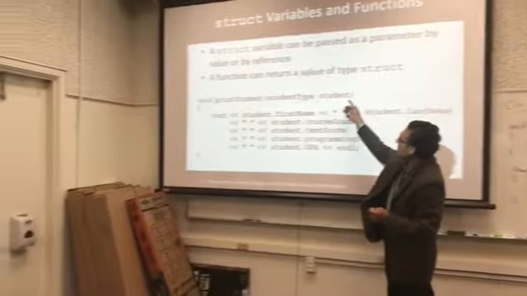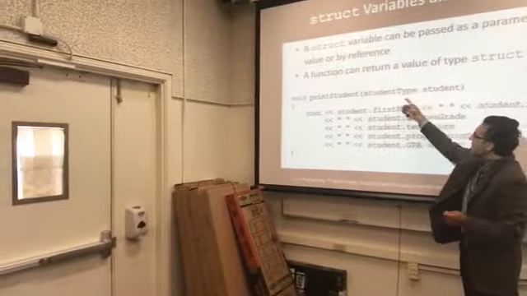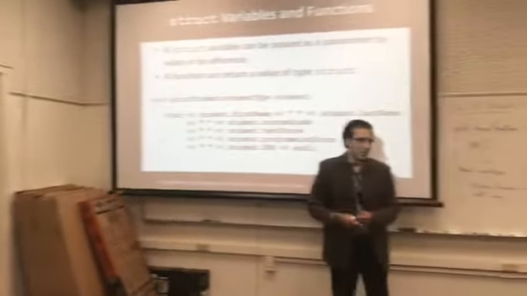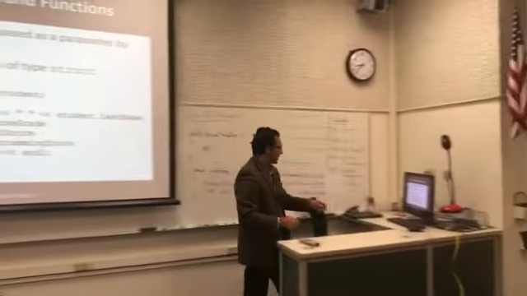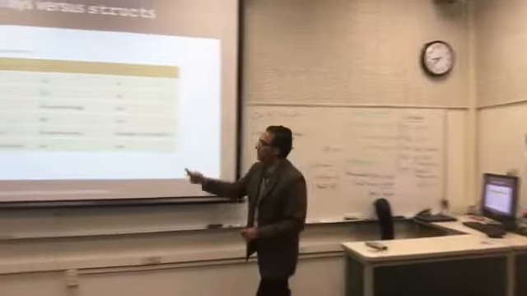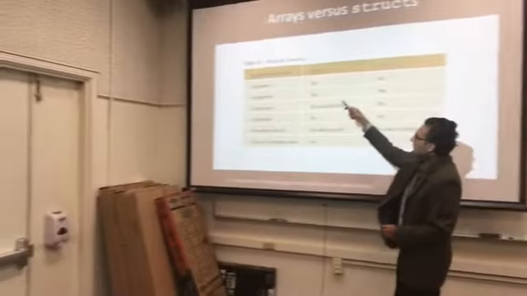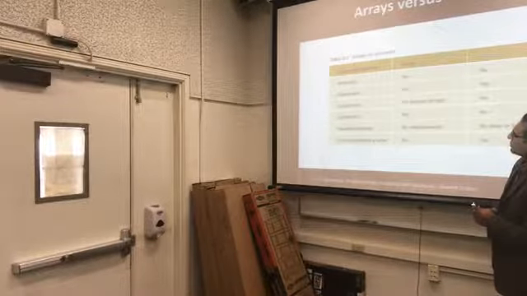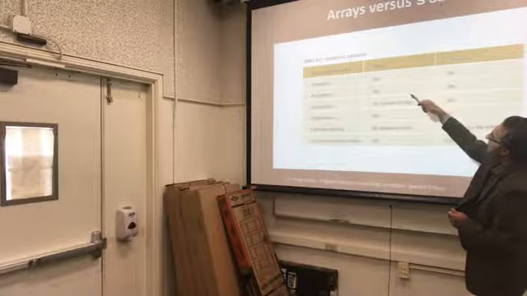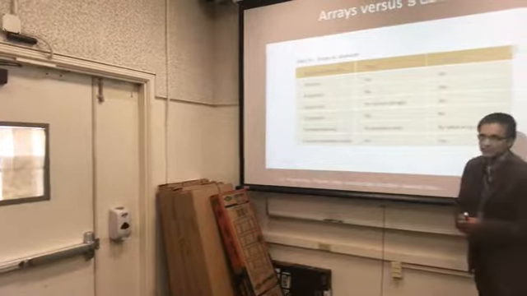So here it is. Student is being passed of student type, and you can access the data or you can populate the data based on what kind of function you are invoking. So then it compares, in this chart, arrays and data structures. So arithmetics, this is talking about aggregate operations.